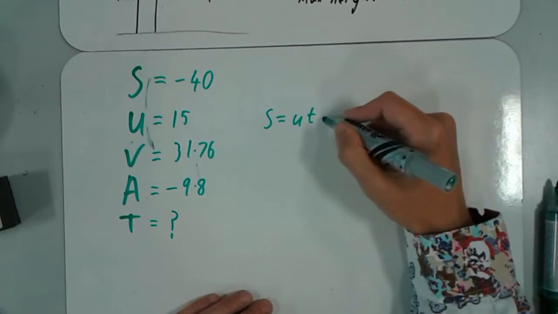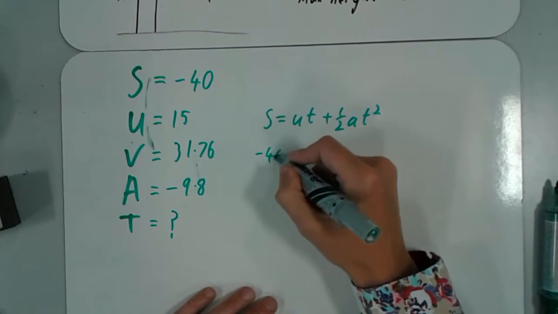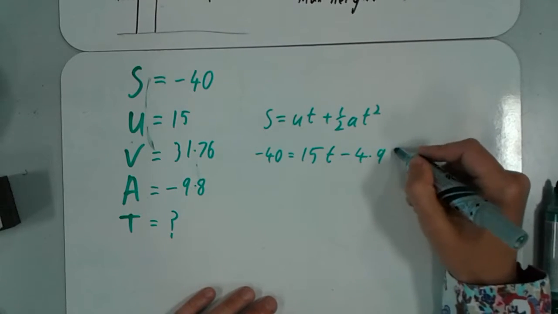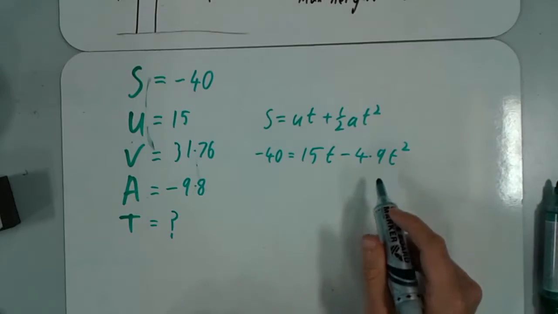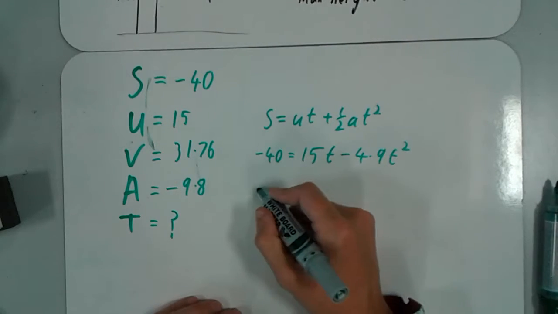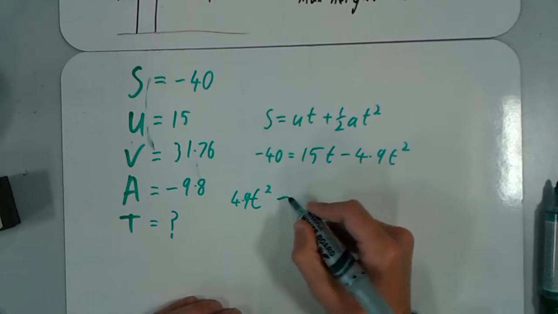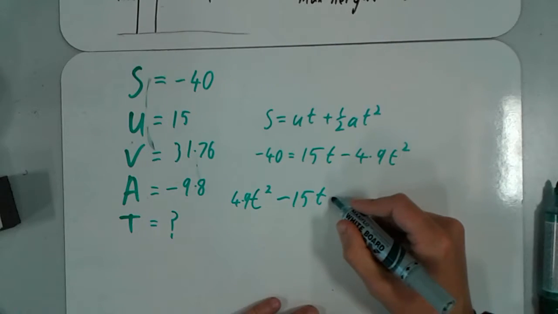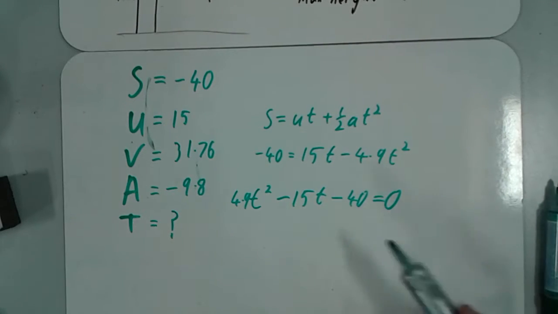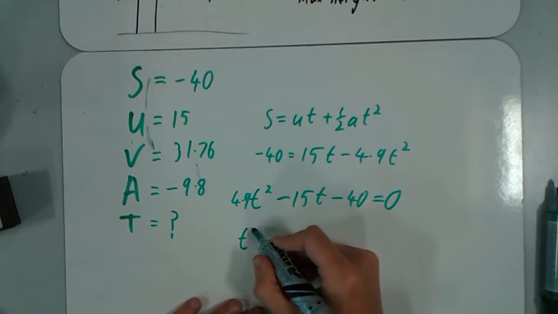S equals ut plus half at squared: minus 40 is equal to 15t minus 4.9 t squared. Let's rearrange this and we will get a quadratic. So remember, always make your quadratic term positive. 4.9 t squared minus 15t minus 40 is equal to 0. And now I'm just going to solve that quickly. So we'll have quadratic formula on this one. You would probably just put it in your calculator.